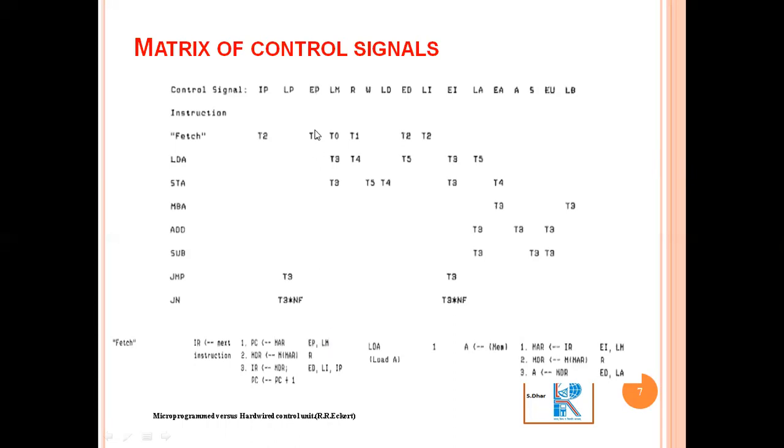So EP and LM both will be activated at T0. So we have written here T0, T0. Clear? Then at T1, this is the next micro instruction, R will be activated. So R will be activated at T1. Clear? At T2, ED, LI, IP, all will be activated at time period T2.